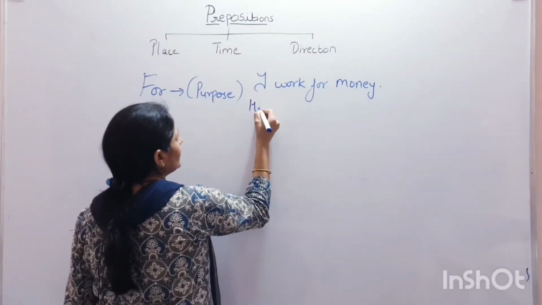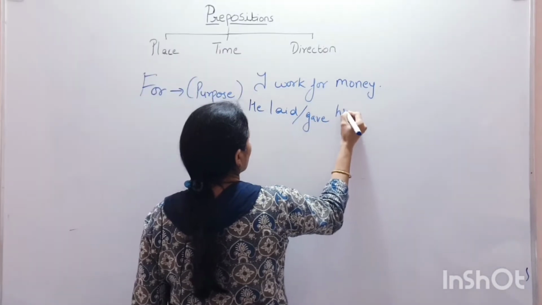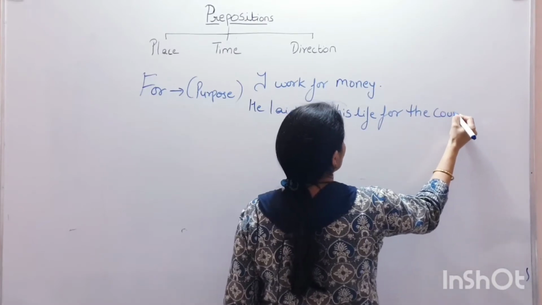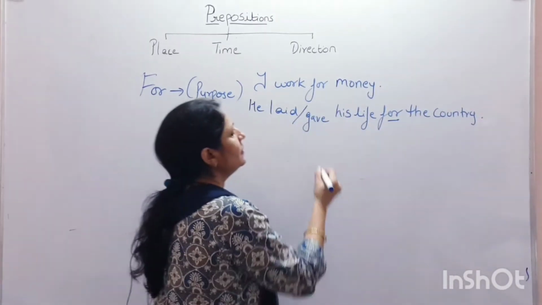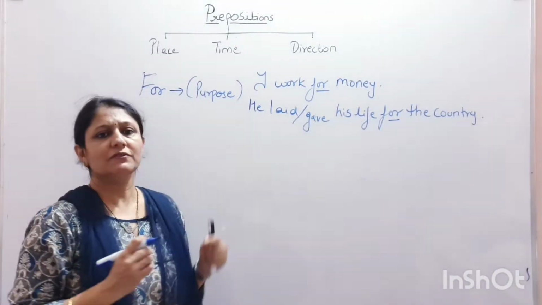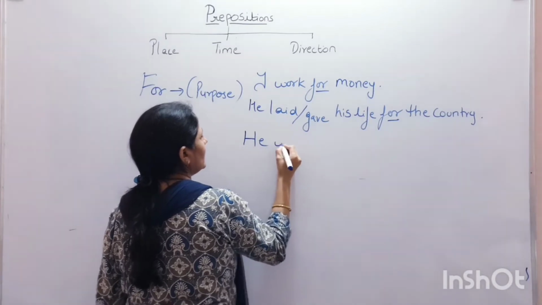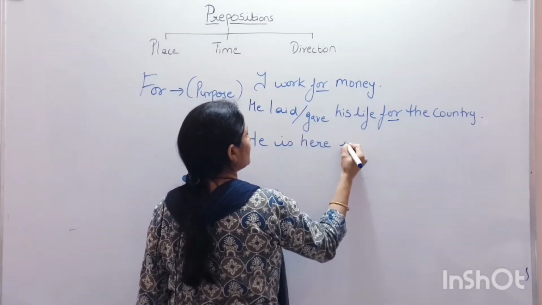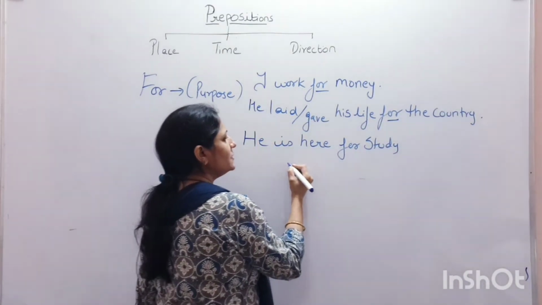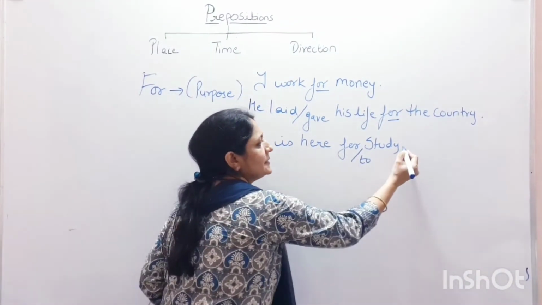Like, he laid or gave his life for the country. Now here again the preposition for was used for a purpose. Now here we can have another usage of for: he is here for study, or we can also say he is here to study. Both the options will be correct in a sentence like this.